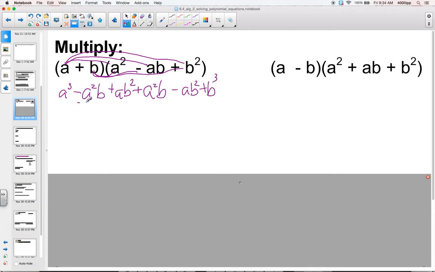So look what happens here. We have negative a squared b plus a squared b. That's going to cancel out. We have an ab squared minus ab squared. That's going to cancel out. So we're left with an a cubed plus b cubed. And this is going to go both ways. So if we have two perfect cubes, then it's going to factor out to be what we just had right here. Okay? And then the same thing will go for this one.